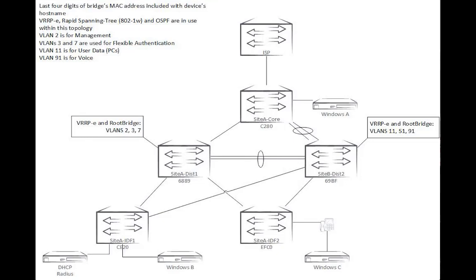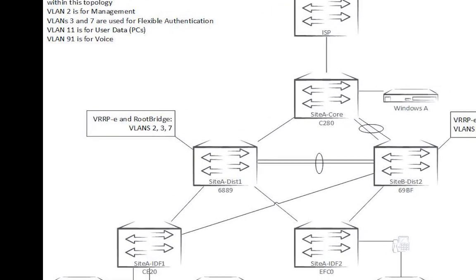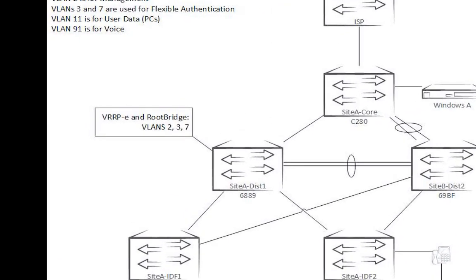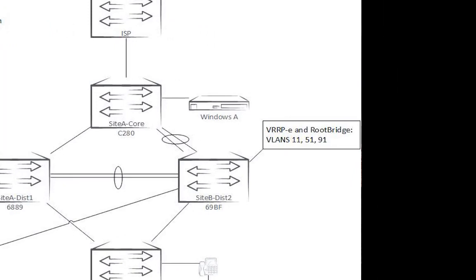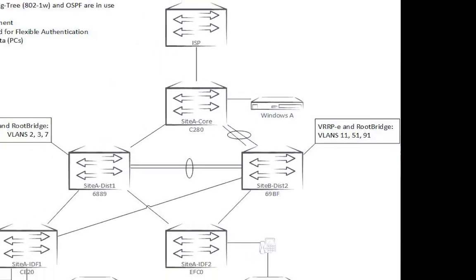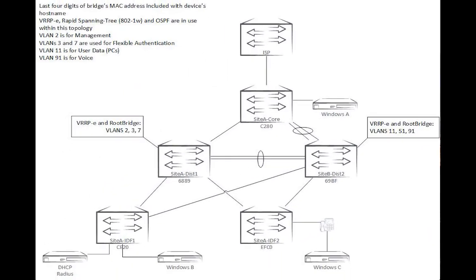Next, we need to understand what VLANs we have configured and what their purpose is. VLAN 2 is our management VLAN. VLAN 3 and VLAN 7 are used for flexible authentication. VLAN 11 is our data or user VLAN, which is the VLAN that Windows B and Windows C should be in. VLAN 51 is what we're using for multicast, which will come into play in later videos. Finally, VLAN 91 is our voice VLAN, where our phone should be configured.